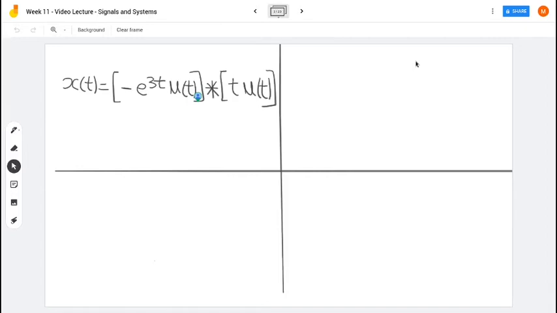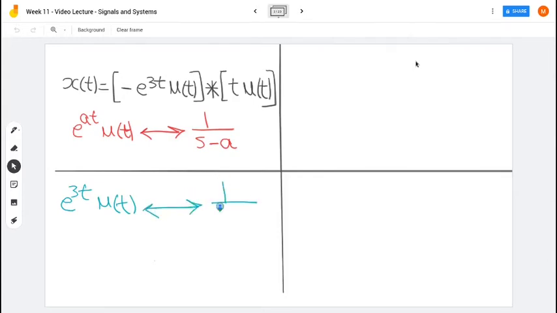So first we will start by remembering that the Laplace transform of e to the power at u of t is simply 1 over s minus a. So as you can see, e to the power 3t u of t is of the same form. So I can simply write down that the transform of e to the power 3t u of t is 1 over s minus 3.